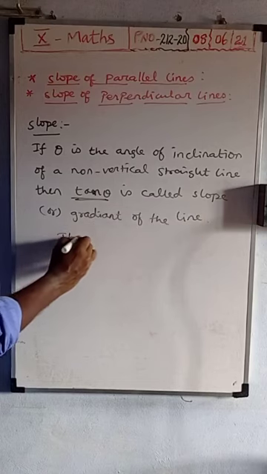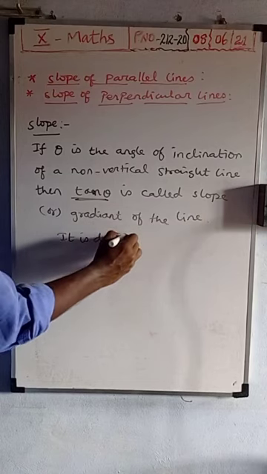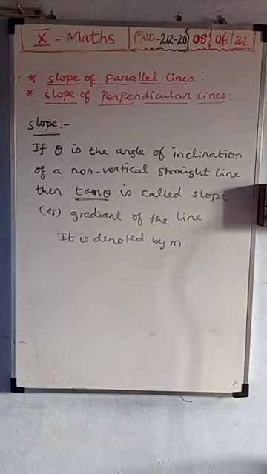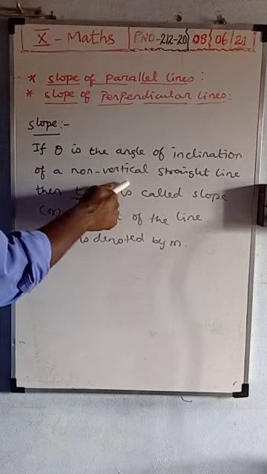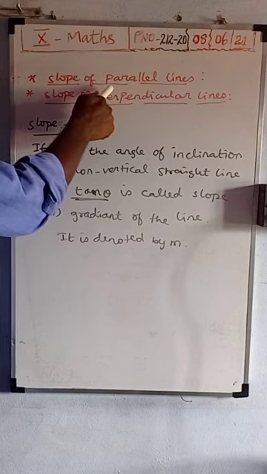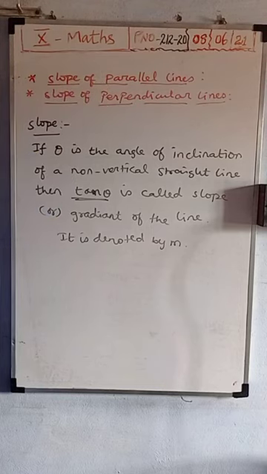It is denoted by m. Slope is denoted by m. Only for a non-vertical straight line will we find the slope. So suppose there are two lines in a non-vertical line, if the two lines are parallel, how do we find the slope? If the two lines are perpendicular, how do we find the slope? That we are going to see now.